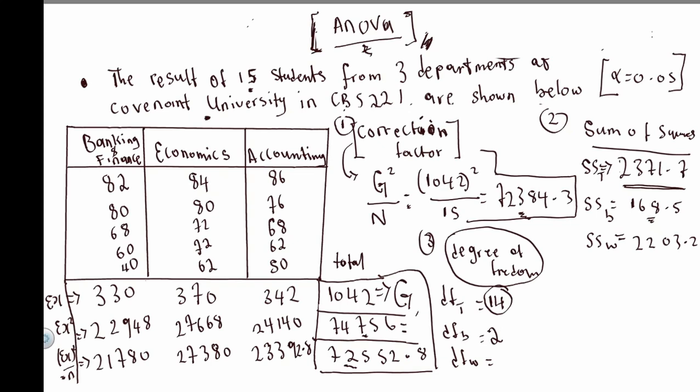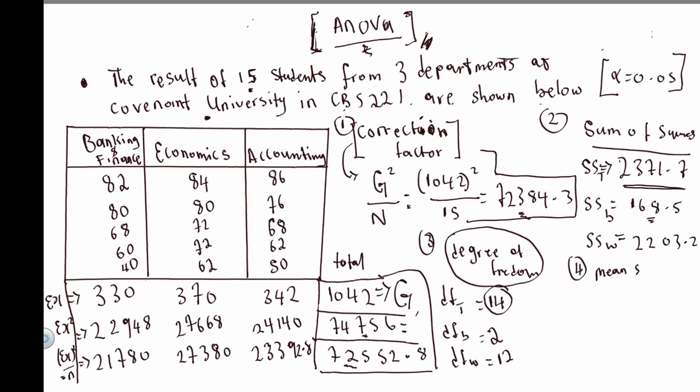Now degree of freedom within is just the 4, because we have degree of freedom total and degree of freedom between, just like we did for SS. So 14 minus 2 will give us our 12. Very simple. We just subtract this from this, we get 12. That is it for degree of freedom. Let's move on to the last one.